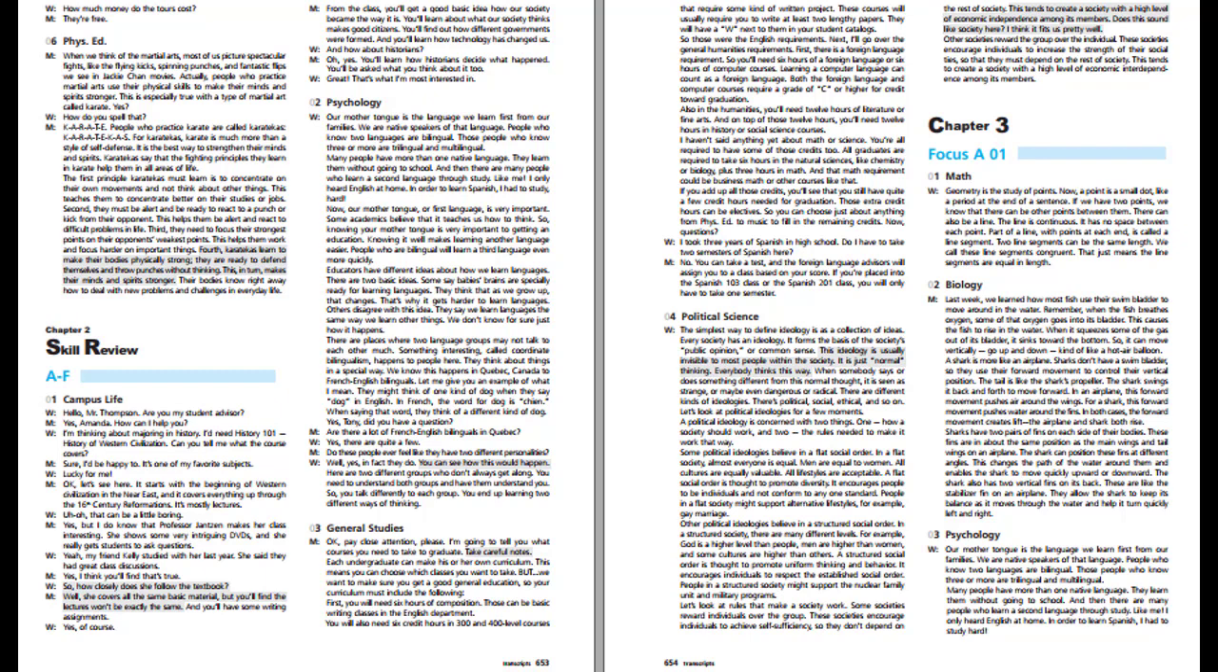Chapter 3. Focus, Note-Taking. Focus A tables. 1. Filling in tables with choices. 1. Math.